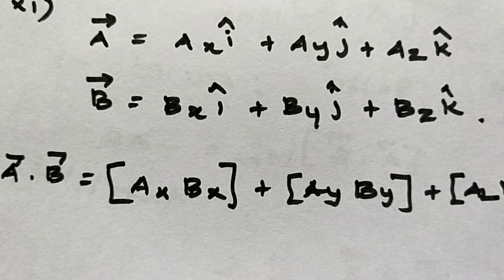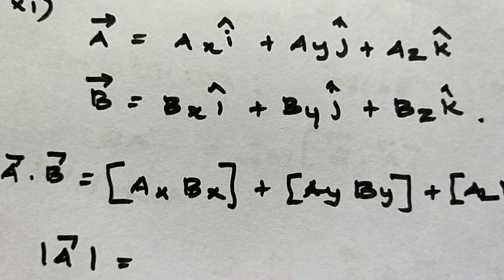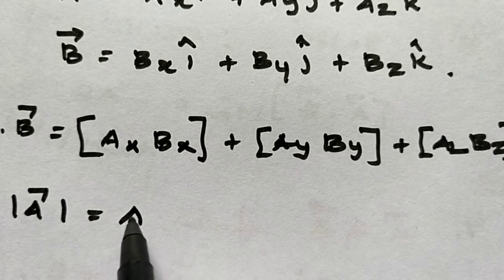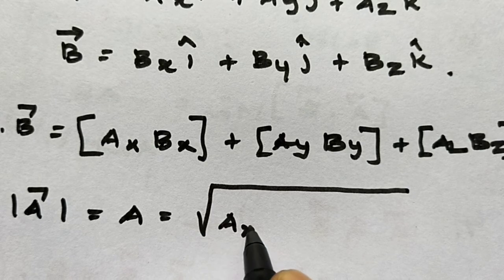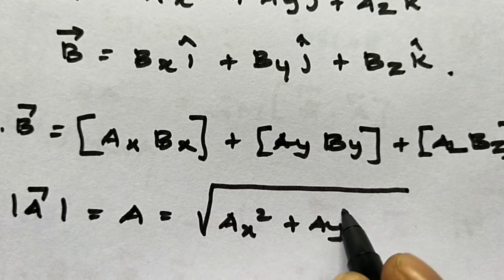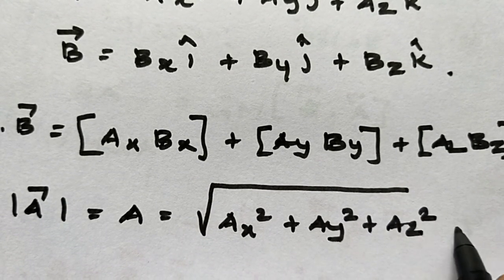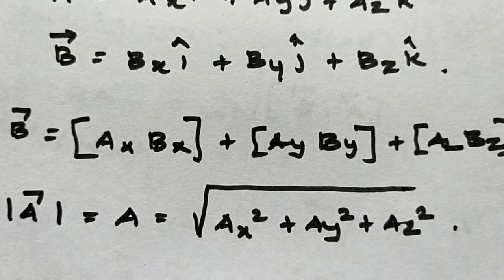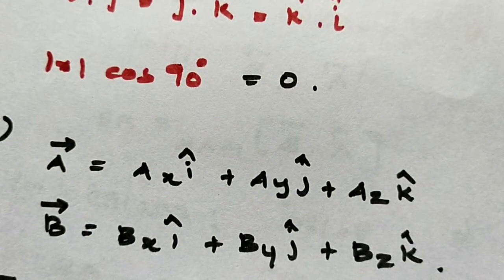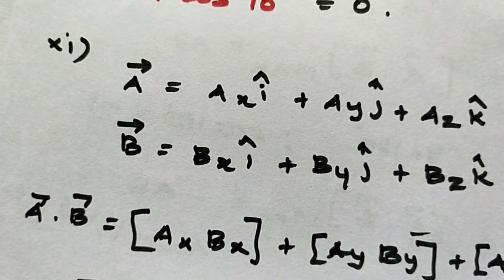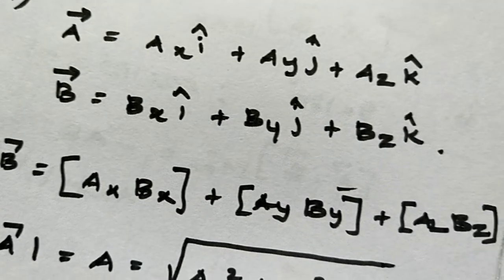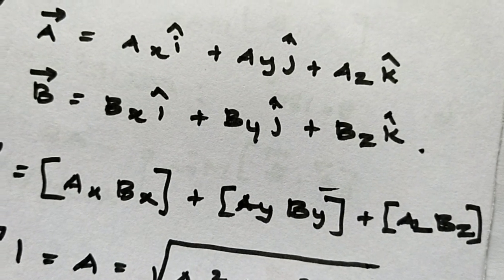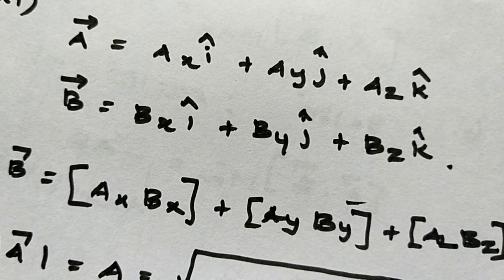So finally we can get the magnitude of the vector. The magnitude of the A vector is A equal to root of Ax squared plus Ay squared plus Az squared. So that is the magnitude of the vector. So here is the component of the scalar product, that means Ax Bx plus Ay By plus Az Bz. So these are the properties of the scalar product.